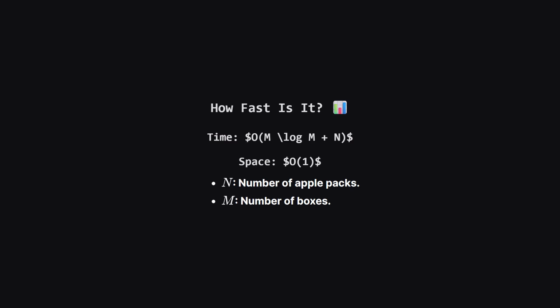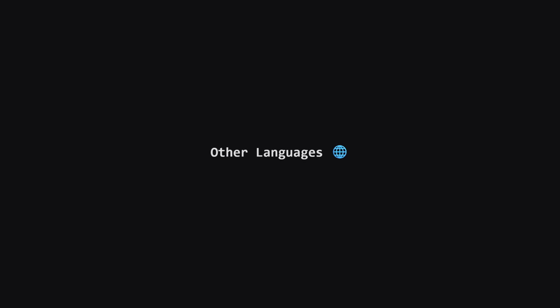Sorting takes big O of m log m, where m is the number of boxes. The loop is very fast compared to sorting, so the total time is dominated by the sort. For space complexity, if we sort in place, it's efficient, roughly big O of 1, or constant extra space depending on the sorting implementation. Alright, that covers the main solution in Python.